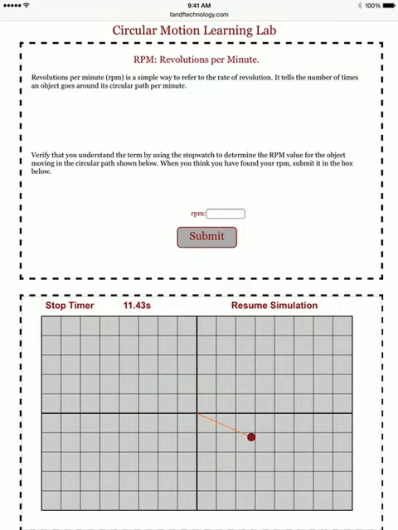1, 2, 3, 4, 5, 6, 7. So it ran about 7 times in 11.43 seconds. So to find your number of revolutions in a minute, all you need to do is scale these values up to 60 seconds.